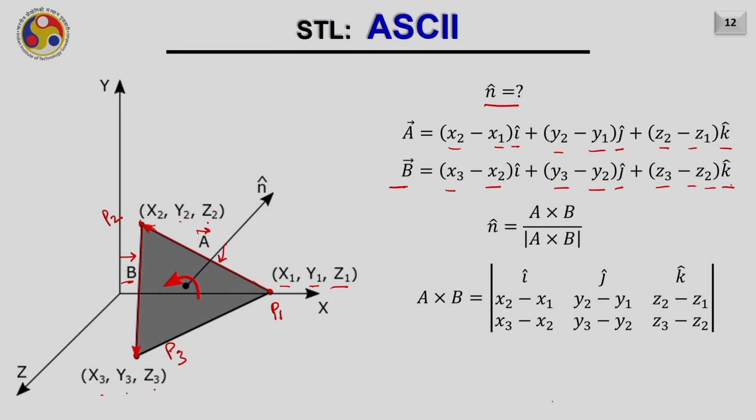Therefore, now I can find out the facet normal of the triangle. This facet normal n will be the cross product of these two vectors A and B divided by the magnitude of this cross product, and hence I will have the unit vector in the outward direction. It is very simple. Now, A cross B is the determinant of i, j, k; x2 minus x1, y2 minus y1, z2 minus z1; x3 minus x2, y3 minus y2 and z3 minus z2.